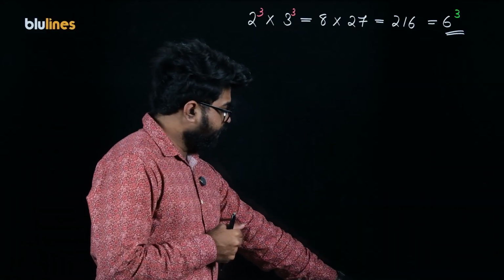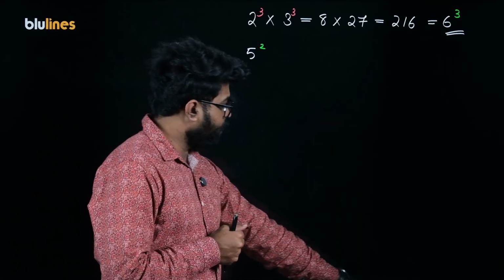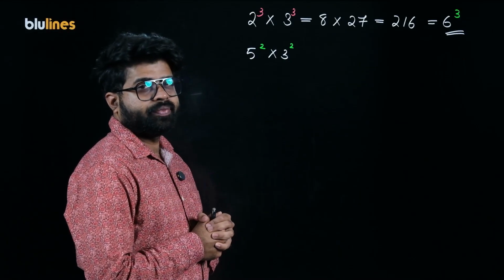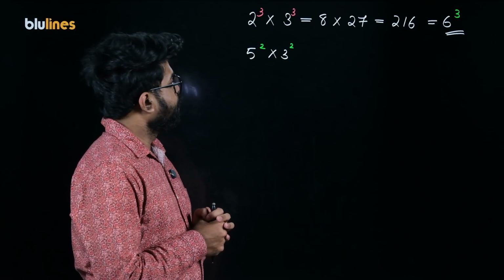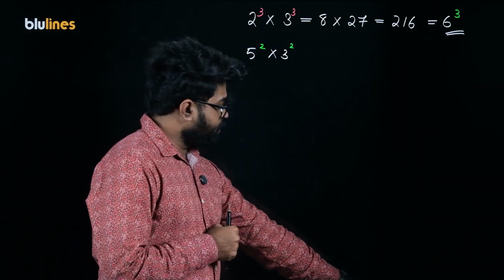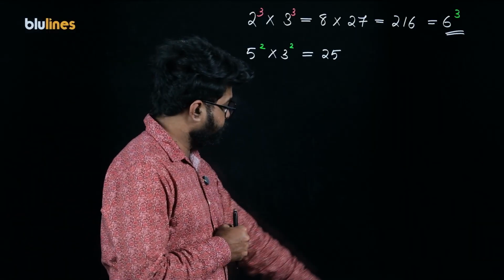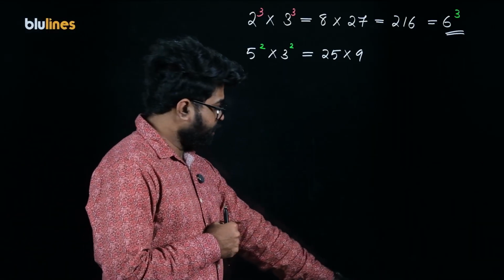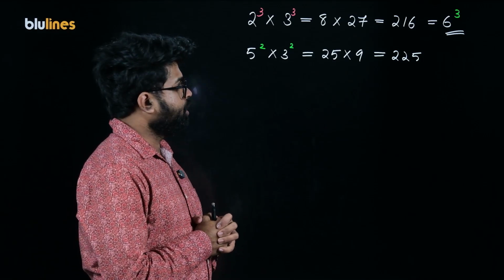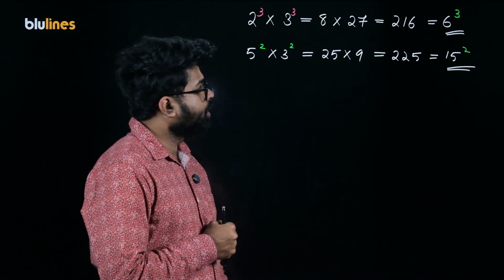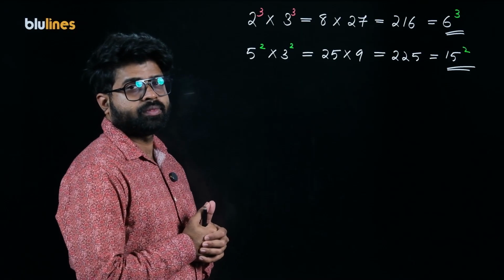Now similarly, we can go for another one: 5 square multiplied with 3 square. Here also we have the same power but different bases. So what is 5 square? It is 25, and 3 square is 9. And 25 multiplied with 9 is equal to 225. And what is 225? It is 15 square.